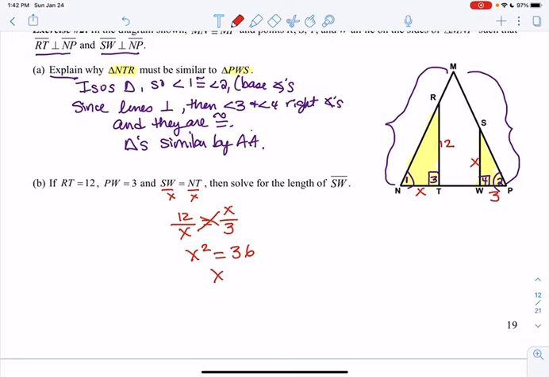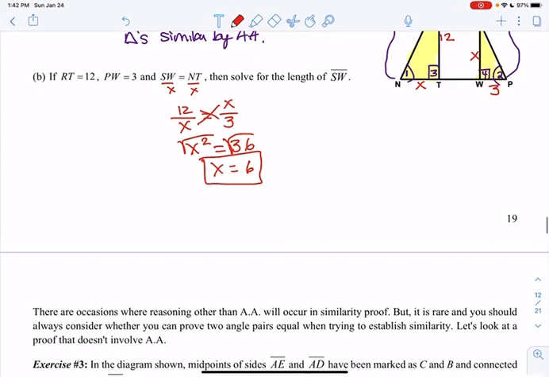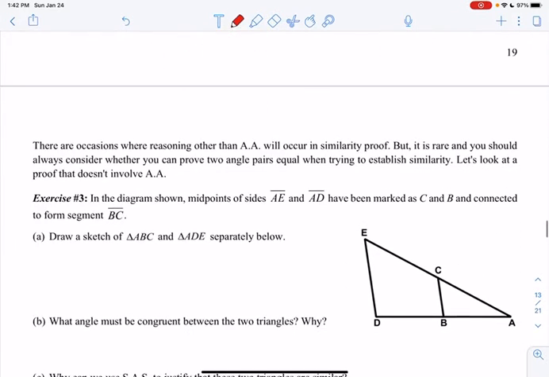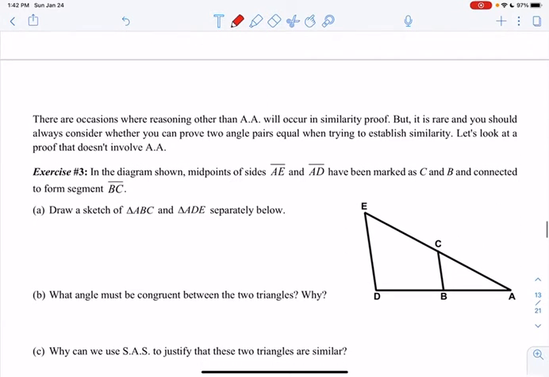I take the square root of 36, and x equals 6. Okay, there's actually two answers, positive 6 and negative 6, but I'm talking about the length of a side of a triangle right here, so I'm just going to use that positive answer. I'm not going to use the negative one. So I'm just going to look at exercise 3, but we're not going to really do it.